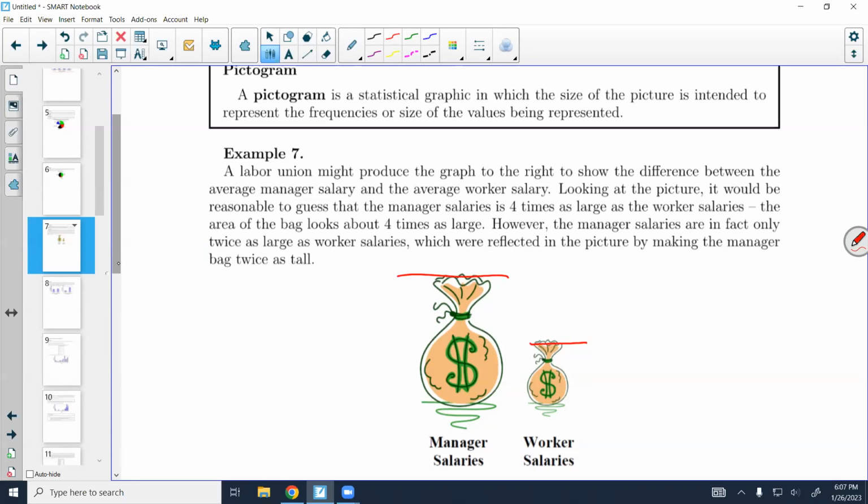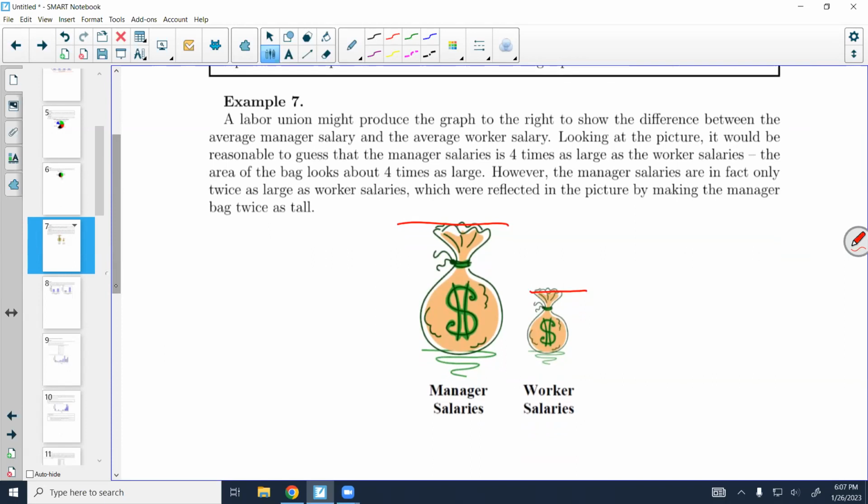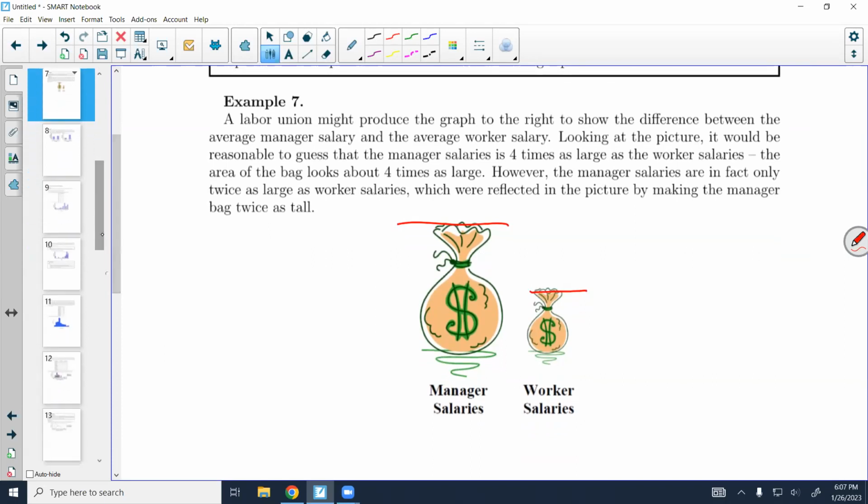So in this chart, managers make twice as much. But it looks like 4 times as much, depending on how you look at it. That's one of the ways we have to be careful when we're using these charts and graphs.